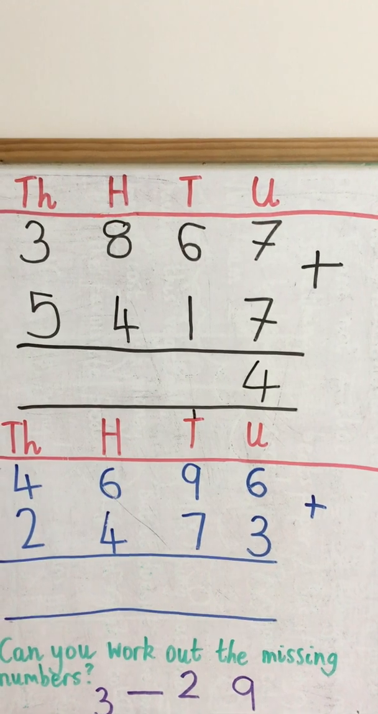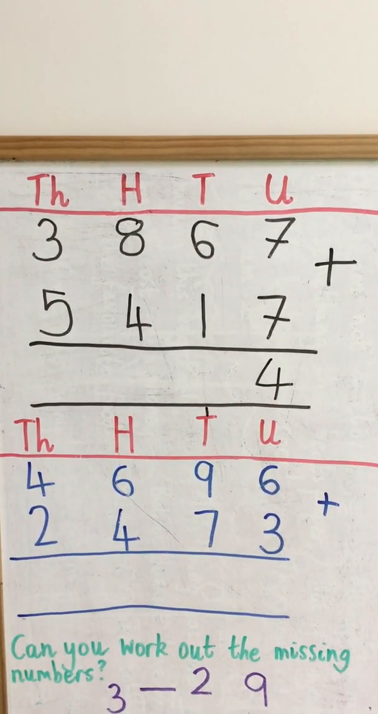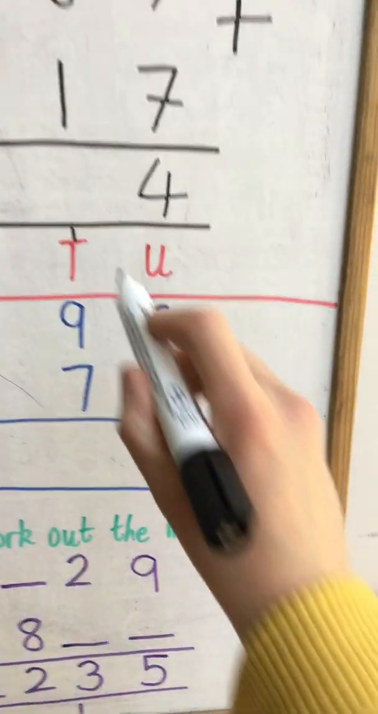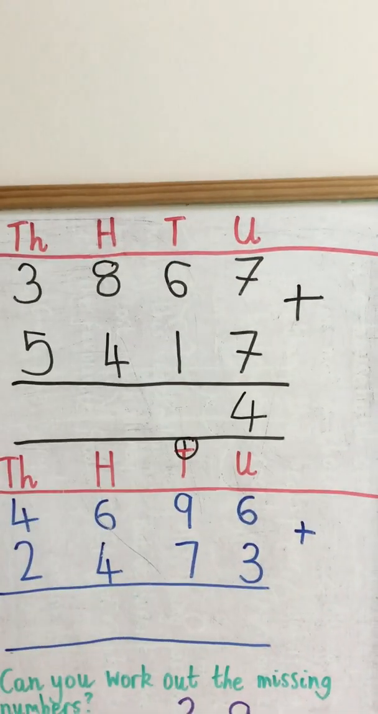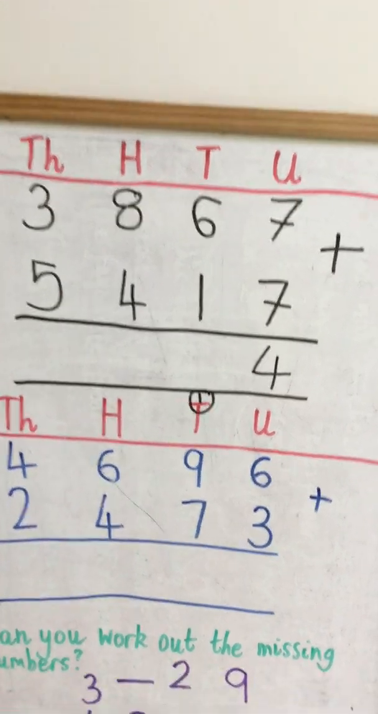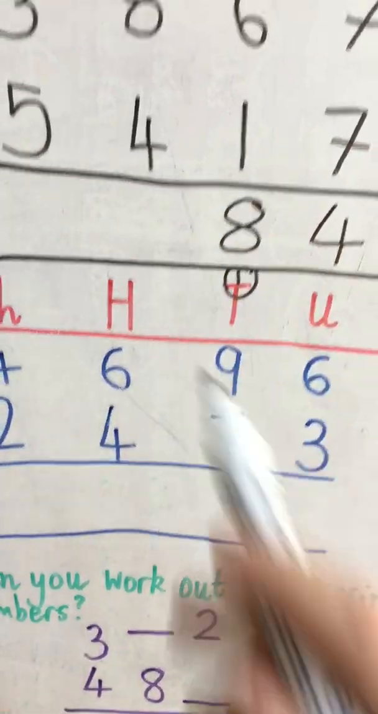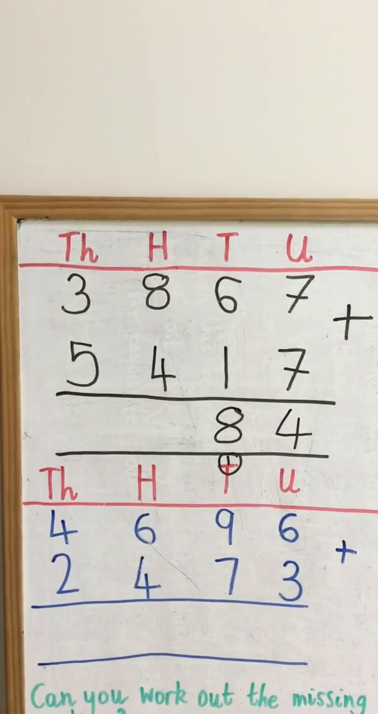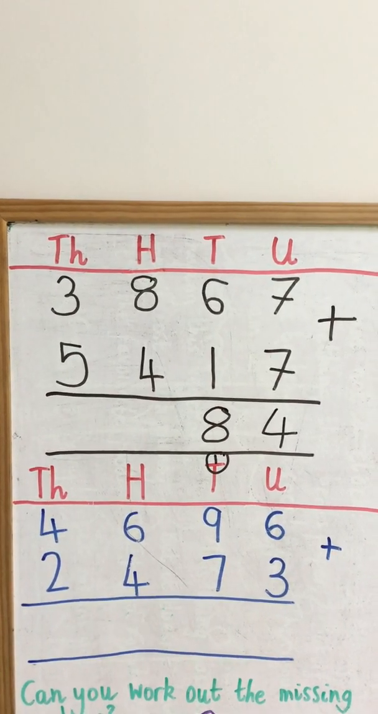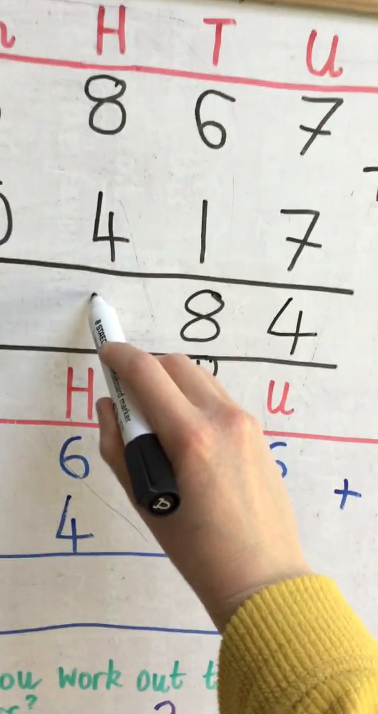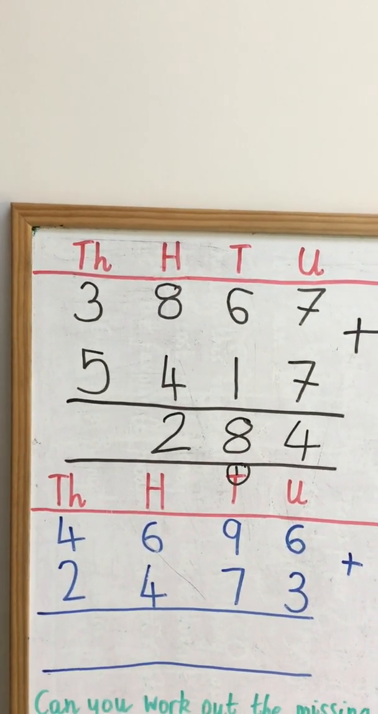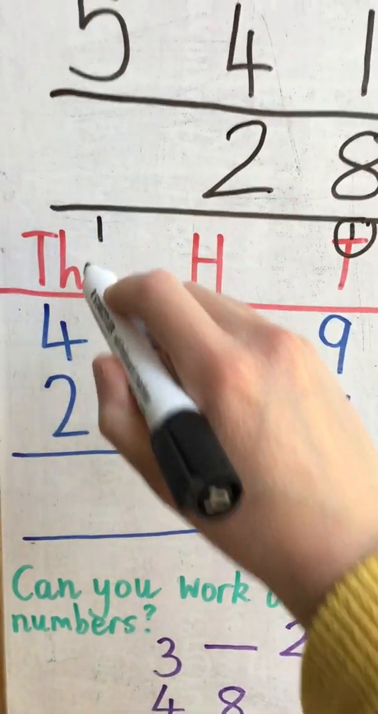There it is. Now moving to the left, to the tens column. 6 plus 1 is 7, but I must remember that extra 10 that I've transferred over. So 6 plus 1 is 7, plus the extra 1 is 8. Moving left again to the hundreds, I've got 8 plus 4. 8 plus 4 is 12. So the 2 of my 12 goes in there, and the 1 goes under the thousands column. There it is.